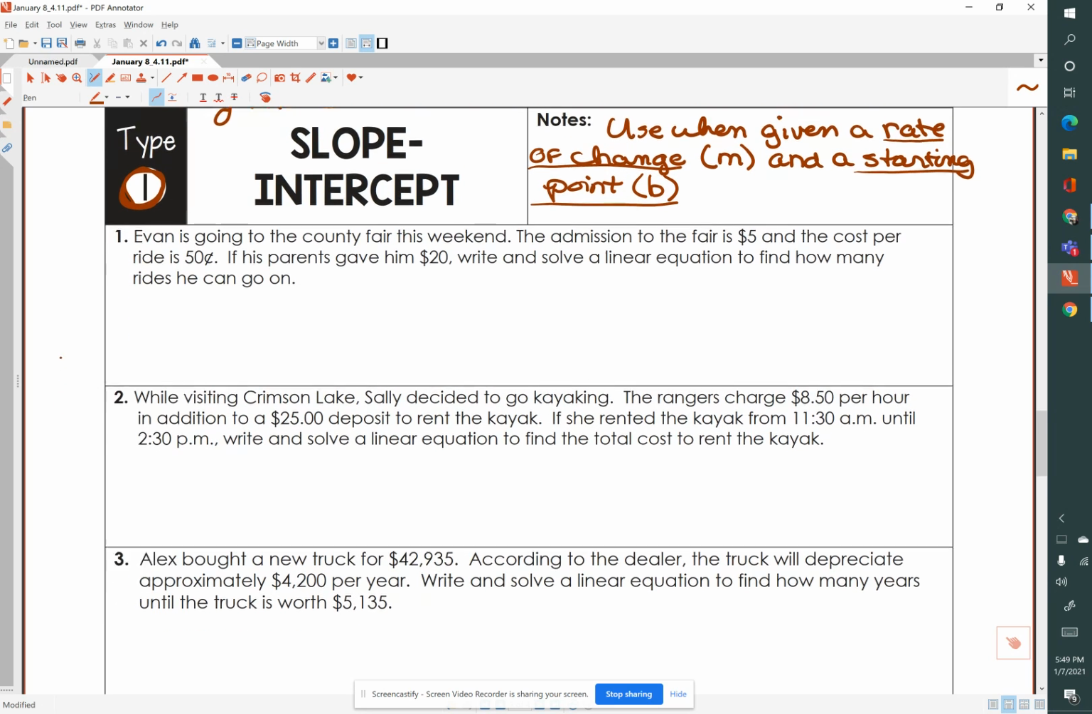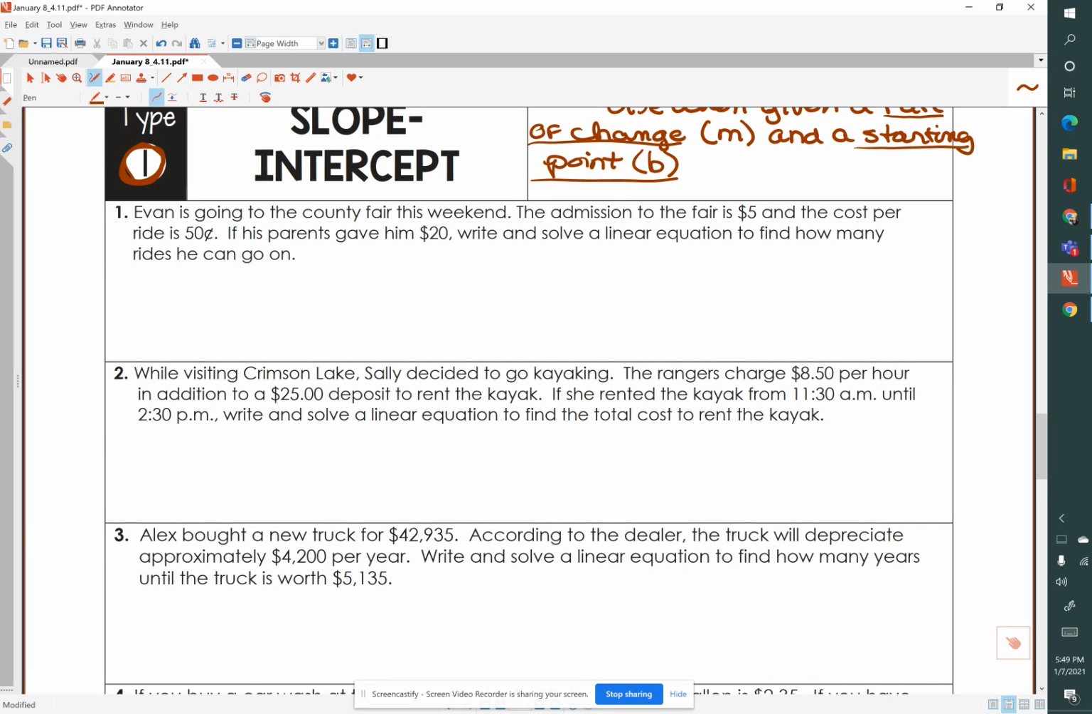So in the first one, we have Evan, who's going to the country fair this weekend. The admission to the fair is $5, and the cost per ride is 50 cents. If his parents gave him $20, write and solve a linear equation to find out how many rides he can go on. So we're looking for our rate of change, our M, and we're looking for our y-intercept, our B.